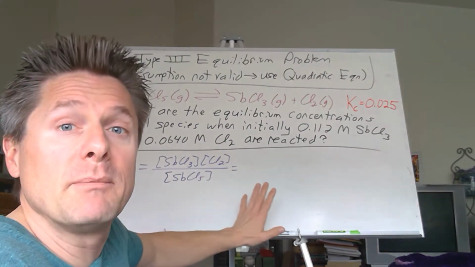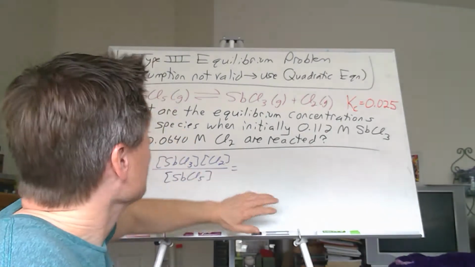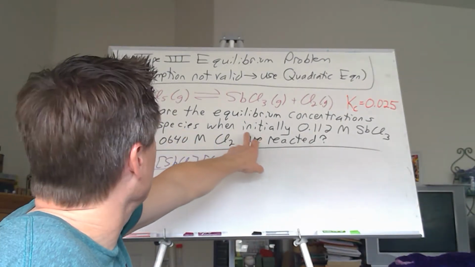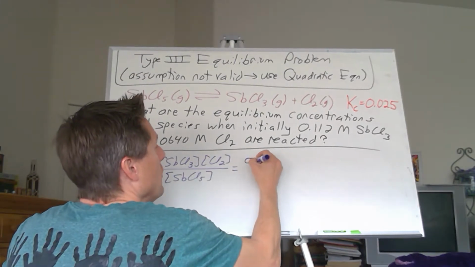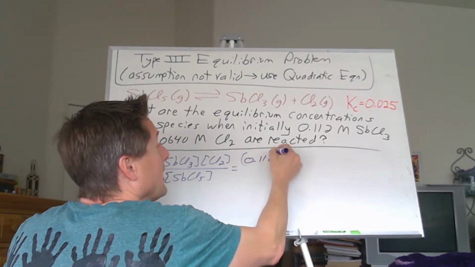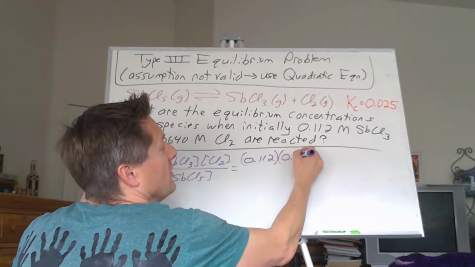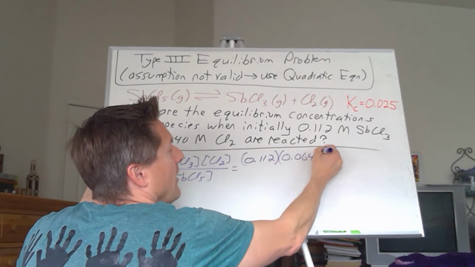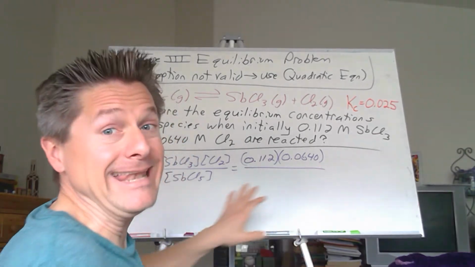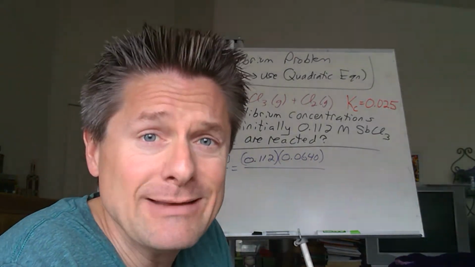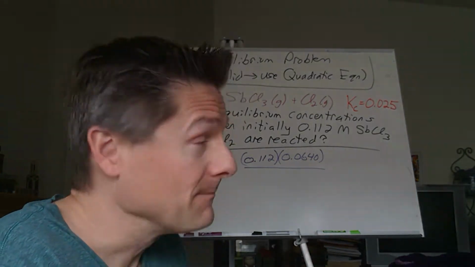If I used my equilibrium amounts, that would be the equilibrium constant. So SbCl3 was initially 0.112 molar. I don't need to put the molarity in there, right? My chlorine was 0.0640. Let's plug our values in. Now remember, we don't really need to do this, and hopefully you can see why before I finish it.